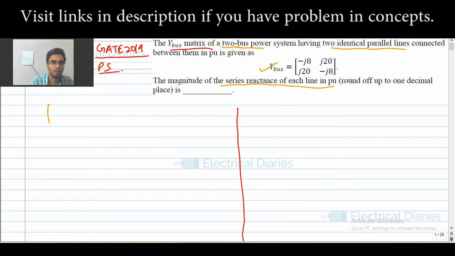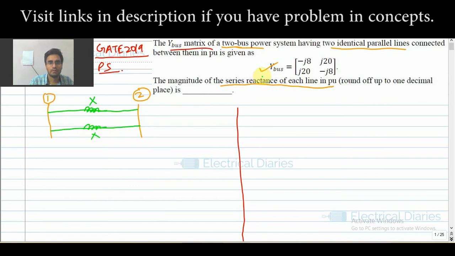Okay, so here what I can infer from the question is that there are 2 buses. Let me say this is bus 1 and this is bus 2. 2 identical parallel lines are connected. Identical means that the reactances and the admittances of these lines are equal. So I can say the reactance of this line is x and the reactance of this line is x.